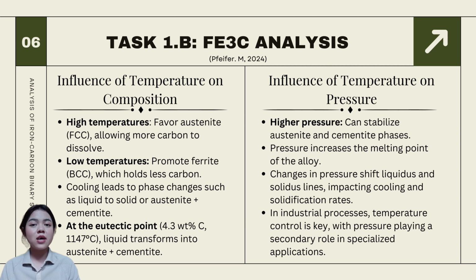Higher pressure stabilizes austenite and cementite phases, increasing the melting point of the alloy. Additionally, changes in pressure can shift the liquidus and solidus lines, thereby affecting the cooling and solidification rate. In industrial processes, temperature remains the primary control factor, with pressure adjustment playing a secondary but crucial role in specialized applications. This understanding helps optimize material properties and industrial performance.